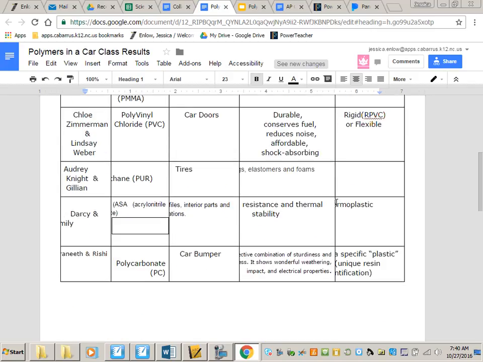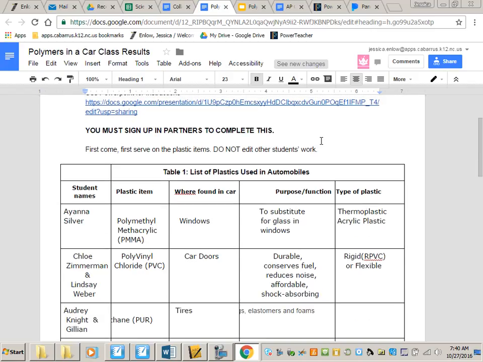You can see these people here have done their due diligence and went ahead and signed up. I'll pull back up the top of the table: the item, where it's found in the car, the purpose, and then as you're researching, you're going to fill in some of this. It won't be right off the bat that you know everything here; it's going to take a little bit of digging. But as you can see, these people have found theirs and claimed it. You cannot claim something that someone else has claimed, but there are tons of options, guys. Don't get bogged down with that.